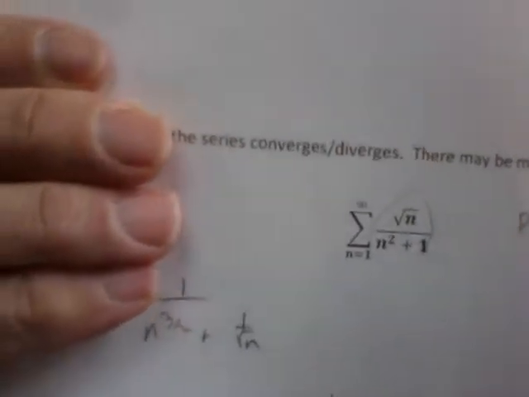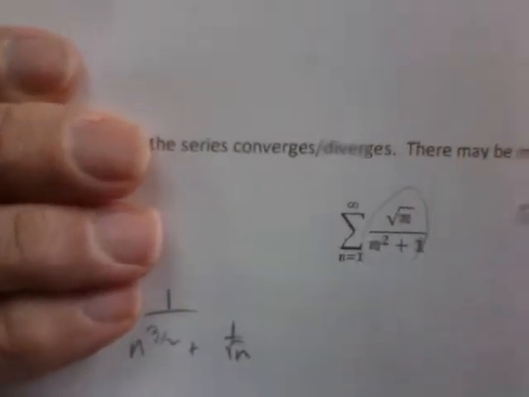So in this one, what I would do is do the limit comparison test to the original series compared to 1 over n to the 3 halves. And I'm going to get a finite number, which is 1. Once I have that, since I know 1 over n to the 3 halves converges, this series converges.